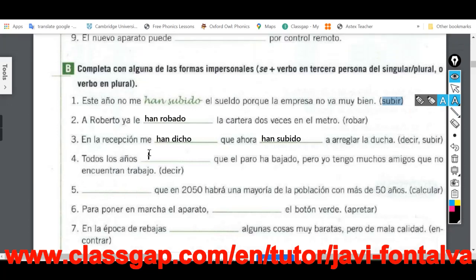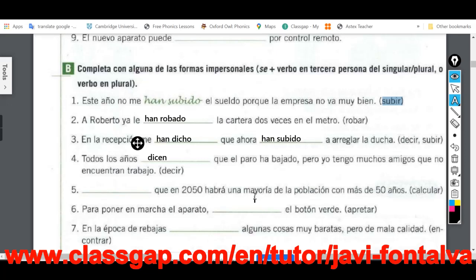Okay. Cuatro: Todos los años han dicho que el paro ha bajado, pero yo tengo muchos amigos. Han dicho would be in the past, but here I'm talking about every year, so you have to use a present tense, simple present. So, dicen. Because every year.